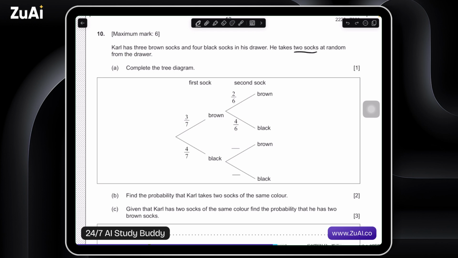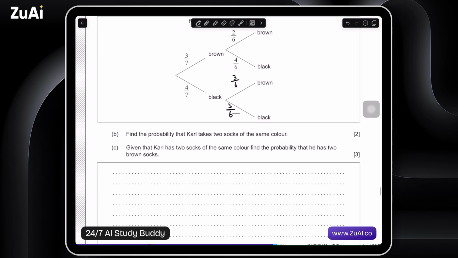So if he selects a black sock right here, then after that, how many black socks does he have? Well, he only has 3, and he has 1 sock in his hand, so he only has a total of 6. Binary events as well. This should be 3, 6, and 3, 6. Remember, these need to add to 1.